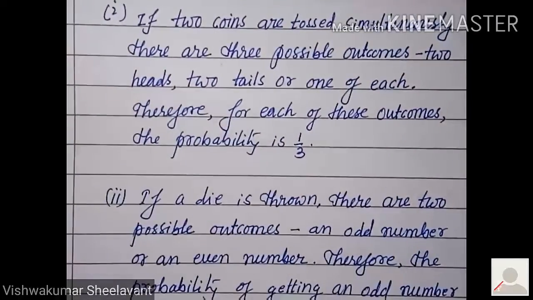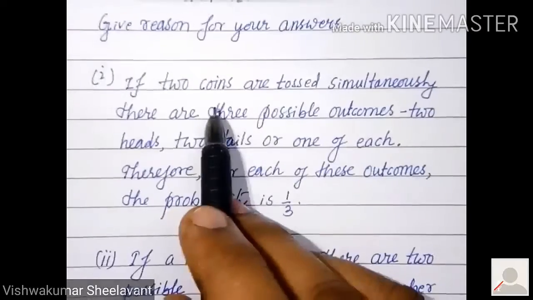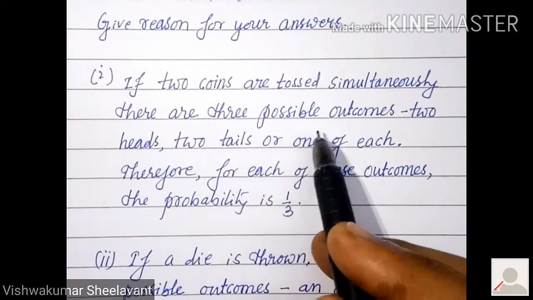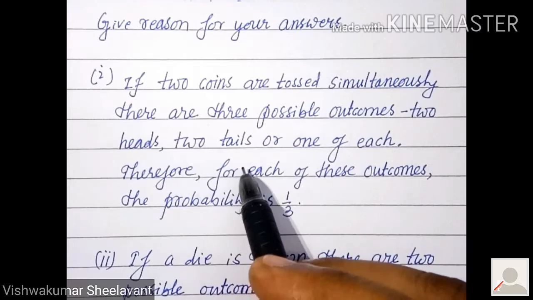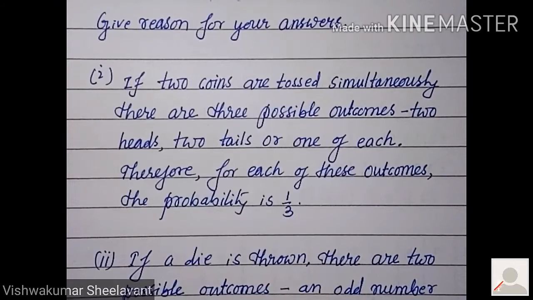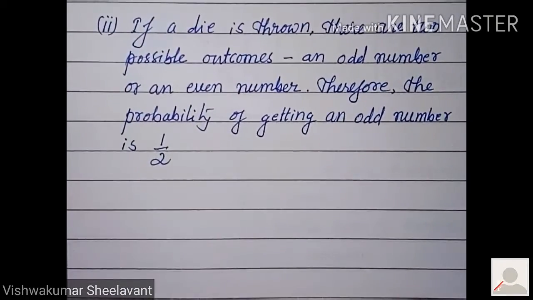First one. If two coins are tossed simultaneously, there are three possible outcomes, two heads, two tails, or one of each. Therefore, for each of these outcomes, the possibility is 1 by 3. Okay. First one, we'll take up now. Then we'll read second one.